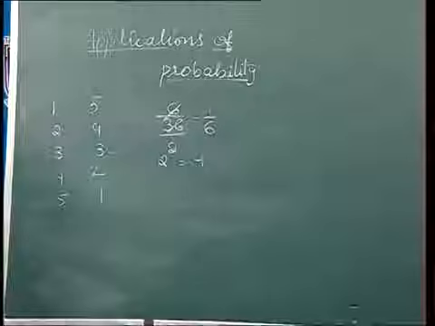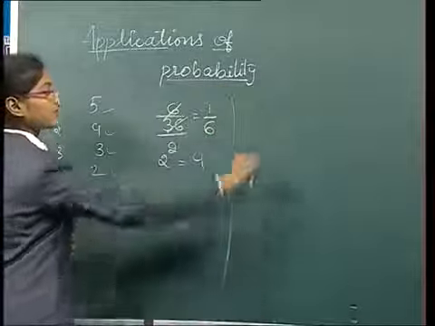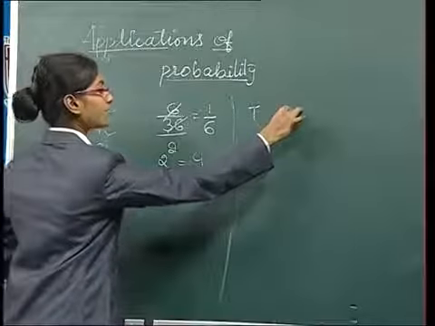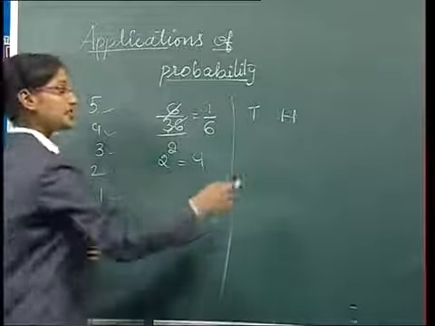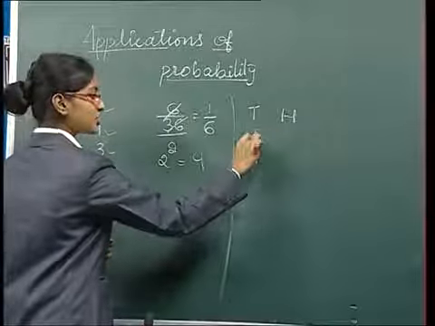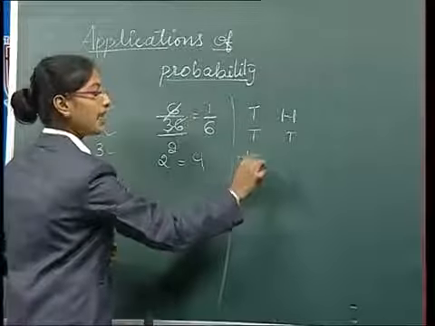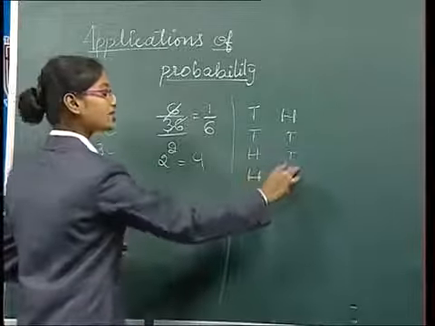Now, I am going to write them. T, H. T is nothing but tail and H is nothing but head. T, H, T, T, H, T, H, H.